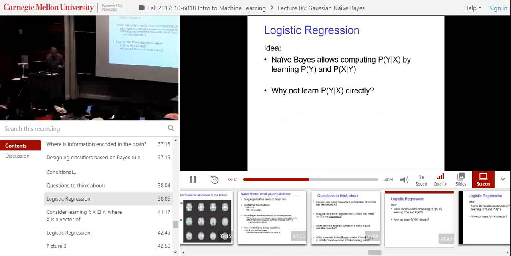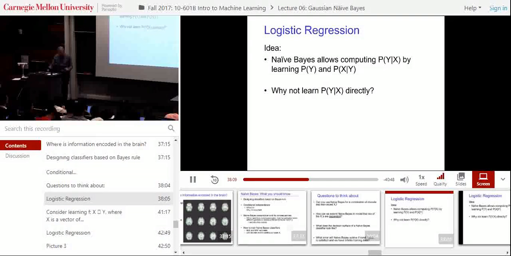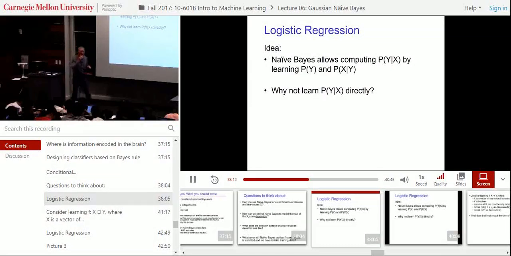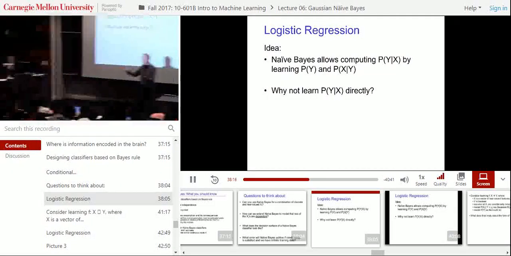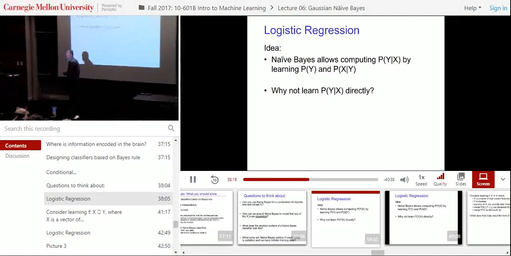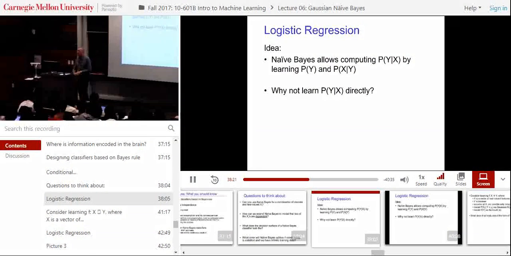Okay, so now what I want to do is move on to a different algorithm. Actually, before we do it, are there any last questions or comments? Yes? Why didn't we see if we can do a MAP estimate for the mean and the variance for Gaussian naive Bayes? Right, so the question is, did we not cover how to do a MAP estimate for Gaussian naive Bayes? You're correct. Good observation. We did not cover that.